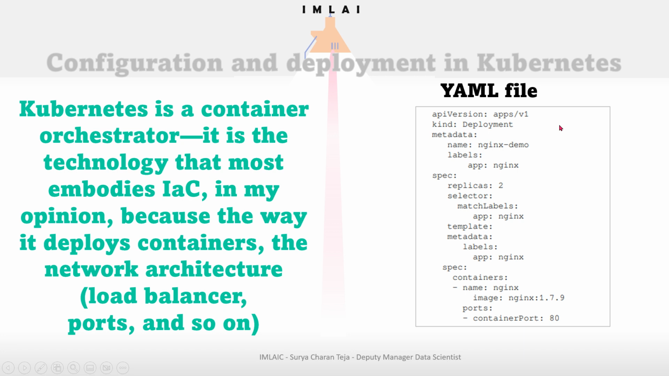There are different types of definition files. One is deployment, and the other one is service, and there are plenty more. Then here you will have the metadata, and here spec, replicas 2, app nginx, and here it's about the container. So here the container will be built from image nginx 1.7.9.